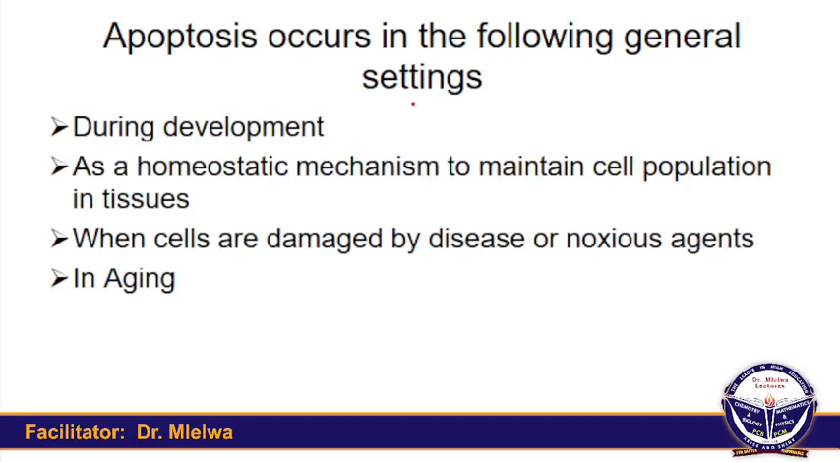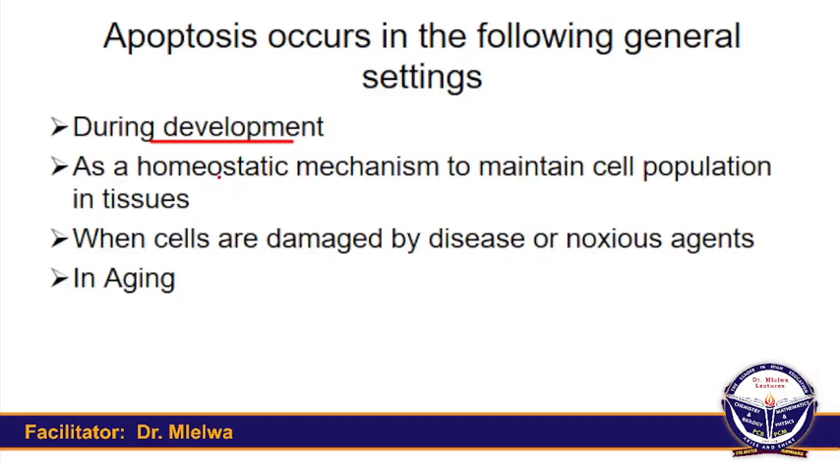Apoptosis occurs in the following general settings. First, during development. Our fingers, if they did not undergo apoptosis, would be webbed like those of a duck. So it is apoptosis that eats the skin between the fingers. It is apoptosis which can lead to death and digestion of the tail of a tadpole. However, some people may define it as autolysis in the lysosome. But apoptosis is also controlled cell death, and that is one of the examples.